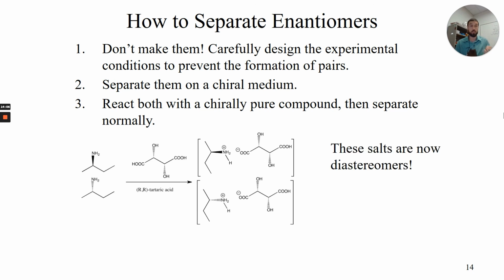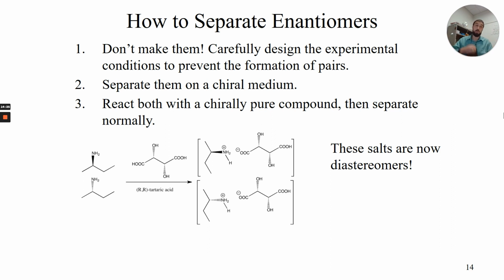So in this case, what we're doing is we're now converting those enantiomers, which we can't separate well, into a pair of diastereomers. Once they're diastereomers, they will now crystallize differently, and I can separate them based off of that different property. That's kind of cool.